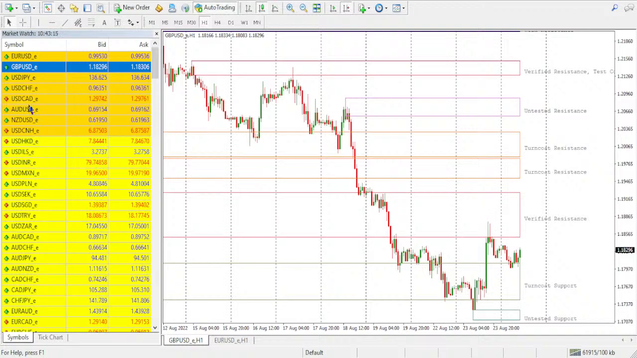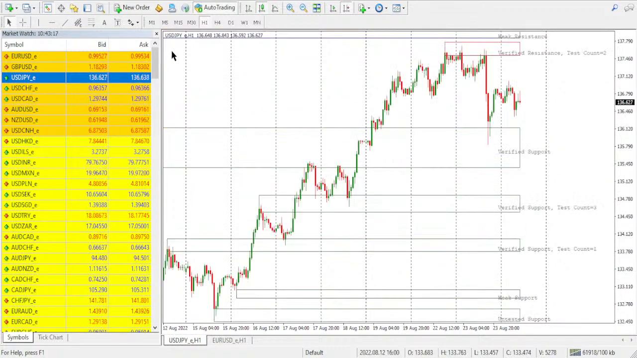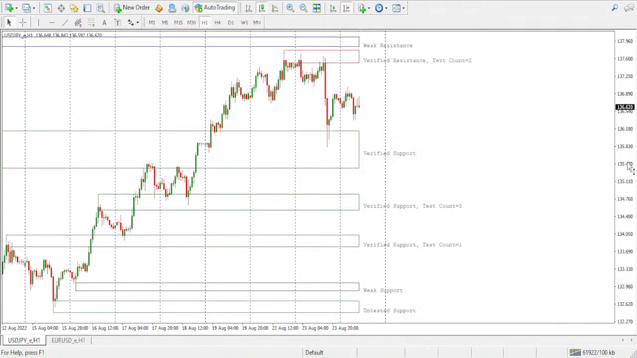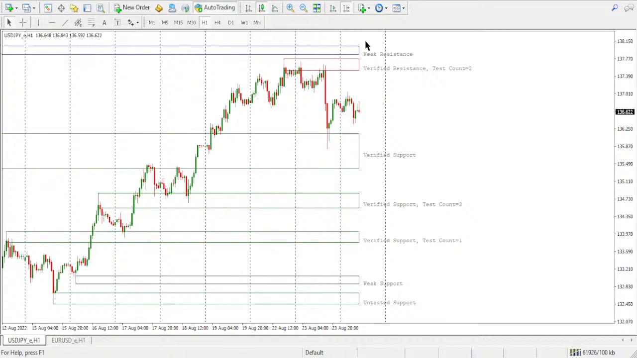The next chart which I want us to look at is the US dollar Japanese yen. On this chart, we have a very good weak resistance here, but there is a verified resistance. It has been tested two times. We have another verified support here. This verified support has been used just once, but I think it has also been tested once. Then we have another verified support tested 4 times. We have a verified support tested just once.